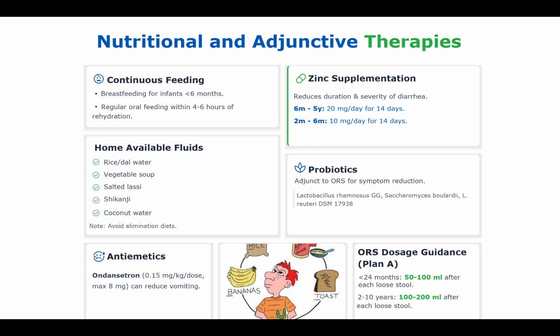Finally, for persistent vomiting that hinders oral rehydration, antiemetics can be considered. Ondansetron, administered either orally or intravenously at a dose of 0.15 mg per kg per dose with a maximum of 8 milligrams, can effectively reduce vomiting and facilitate fluid intake.